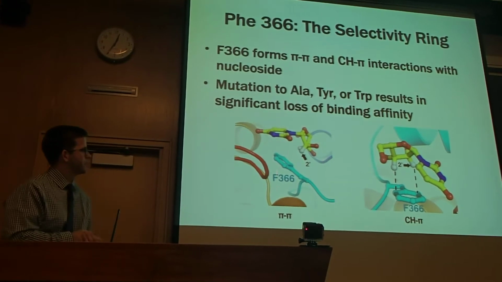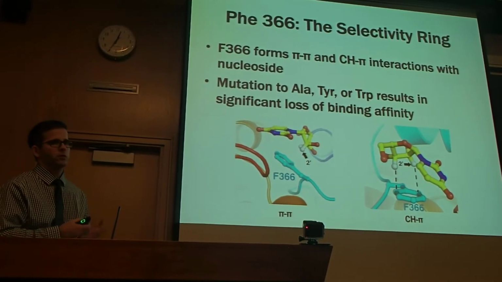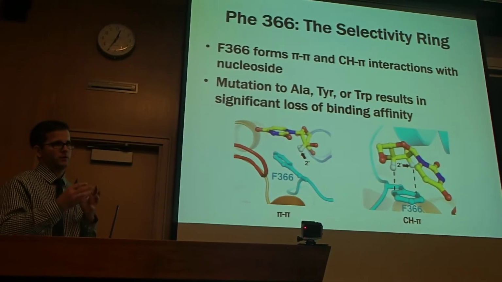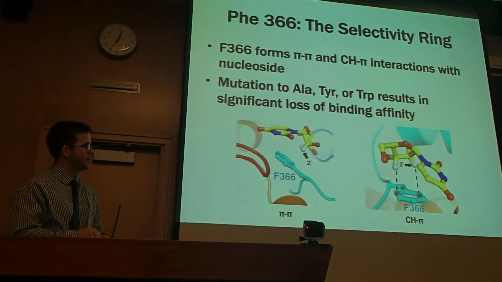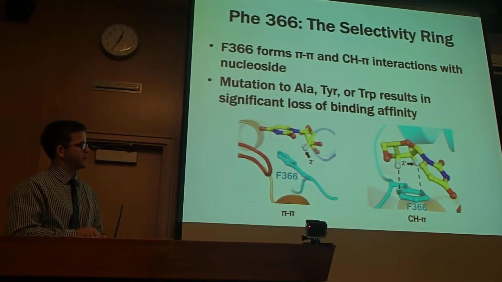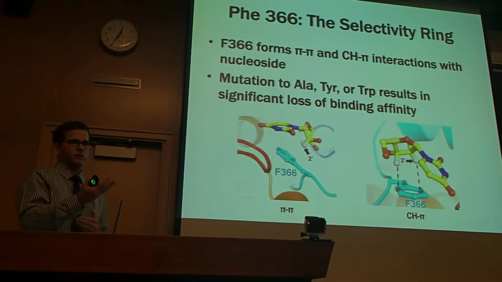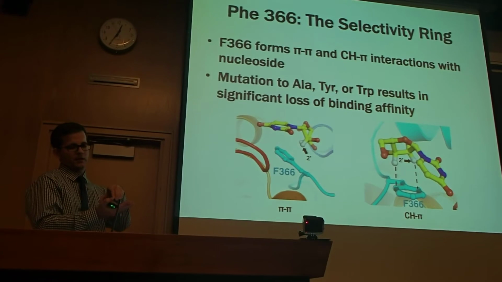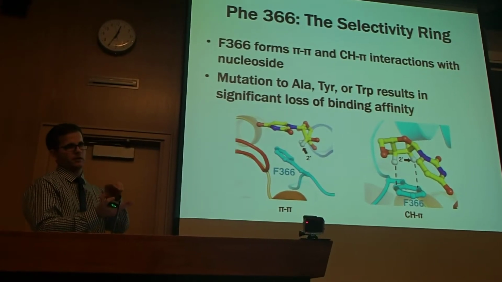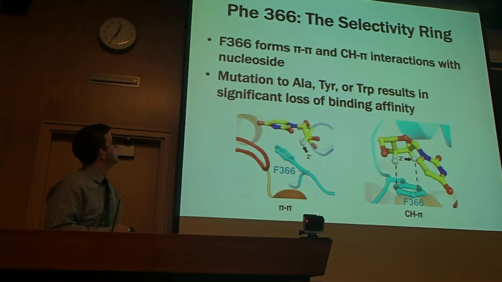Notably, phenylalanine 366 is the only residue within the binding site to interact with both the nucleobase moiety and the ribose moiety of the nucleoside. It interacts with the ribose via CH-pi interactions. And what we think it does is it serves to orient the nucleoside. The nucleoside comes in and sits on phenylalanine 366, which orients it so that it can form all the other interactions that decorate the binding site.